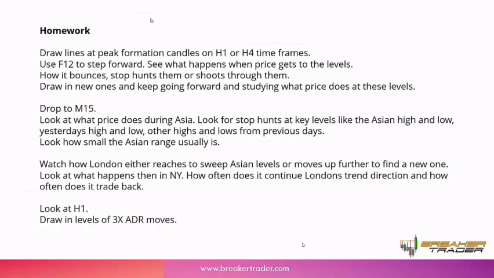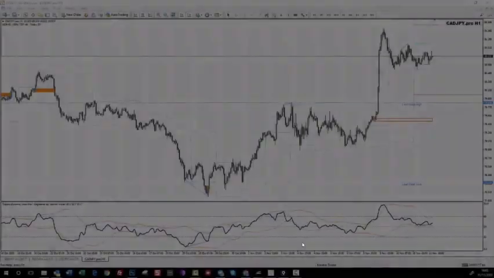Look at the H1 charts. Draw in some levels of 3 times ADR moves, which we've just covered. Just see if you can draw in some boxes and see if you can identify the 3 level pushes. I left this to the end. If you don't want to do the 3 level pushes, don't worry too much about it, but just try and measure and see how price moves away from peak formation highs, how far it moves before it turns around and comes back in those buy cycles and those sell cycles that the banks tend to put into play.